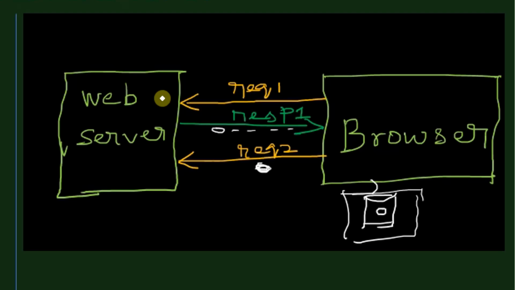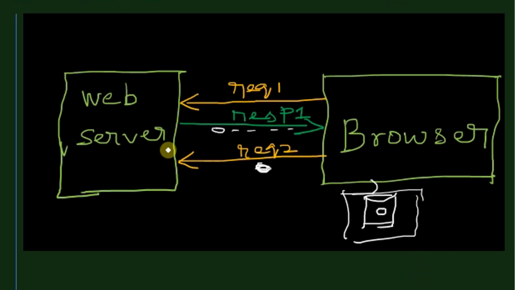Now imagine that there is an Amazon sales website, right? In the online retail store, let's say there is a web server for that, and there will be multiple clients, right?